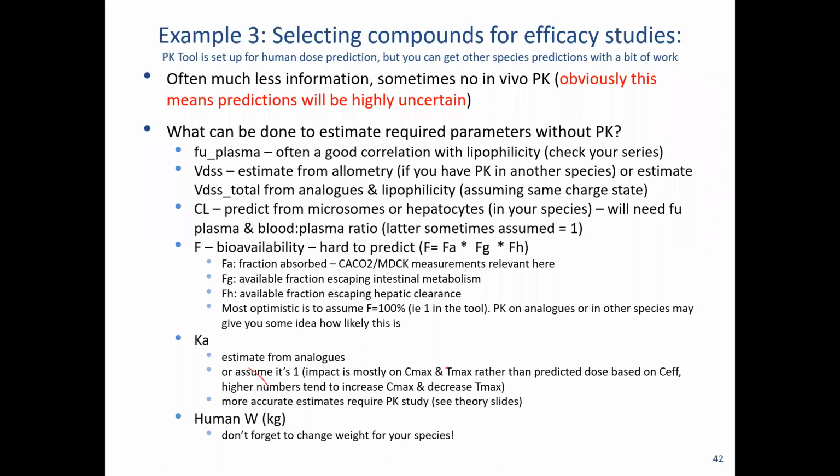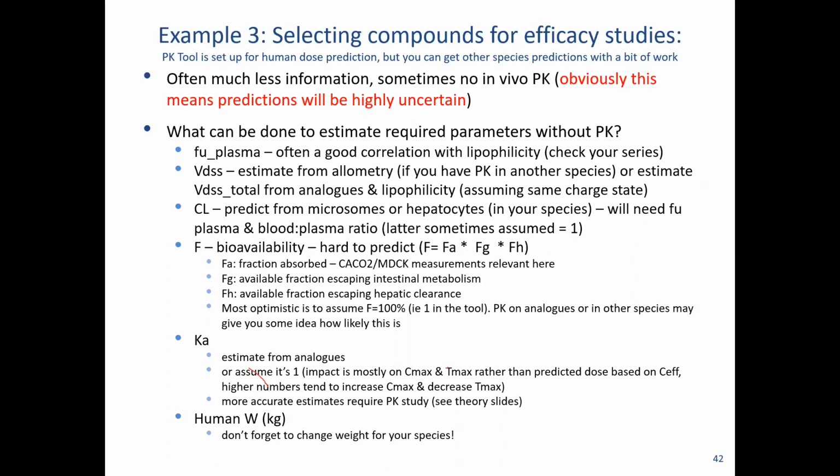You can obviously try out different values if you don't really have much idea of what yours is and see what impact that has on the dose. There are some slides in the end of the deck about deriving the absorption rate constant if that's not something that you have to hand. In order to do that, you would need an experimental plasma concentration graph from an oral PK experiment.